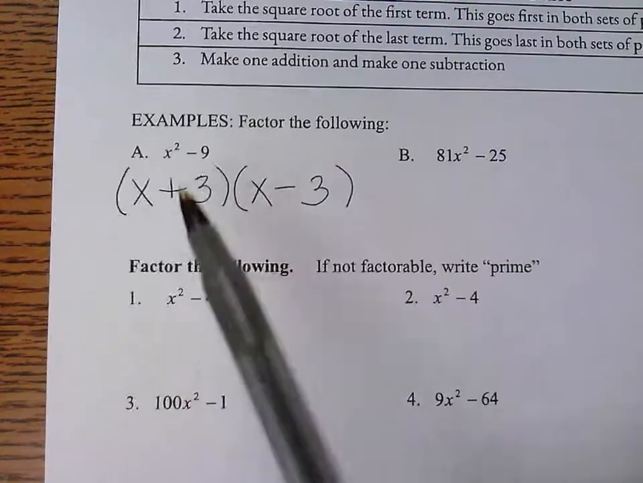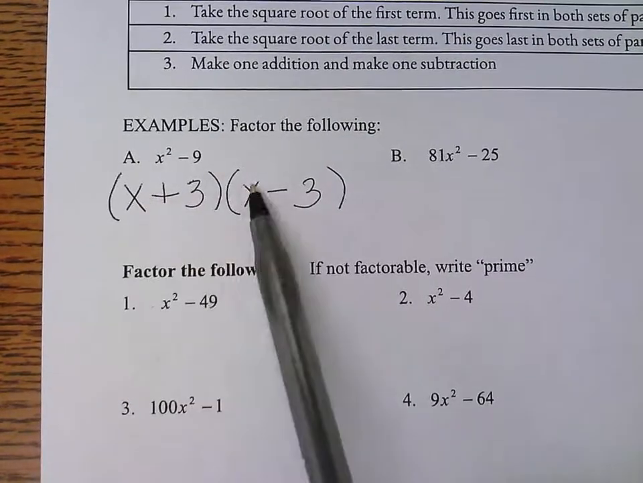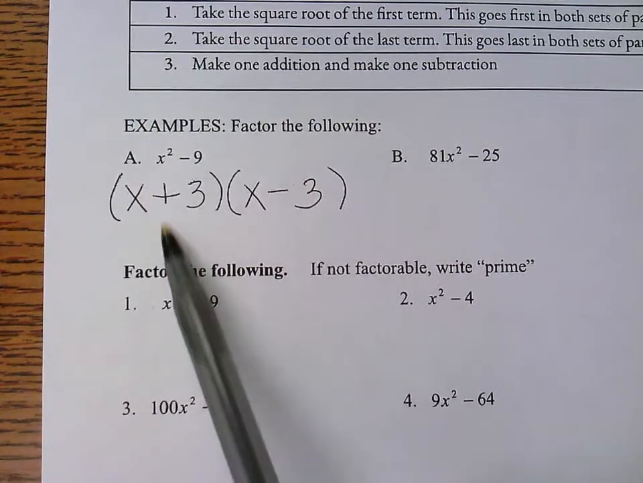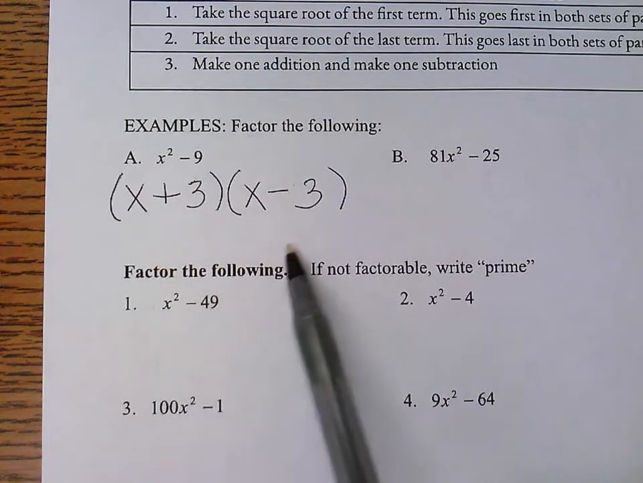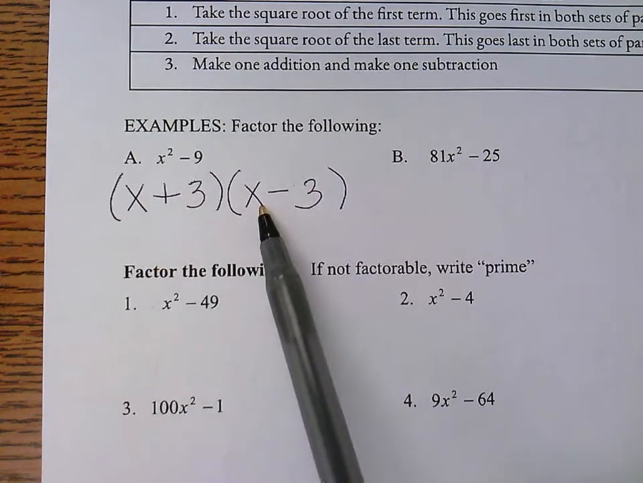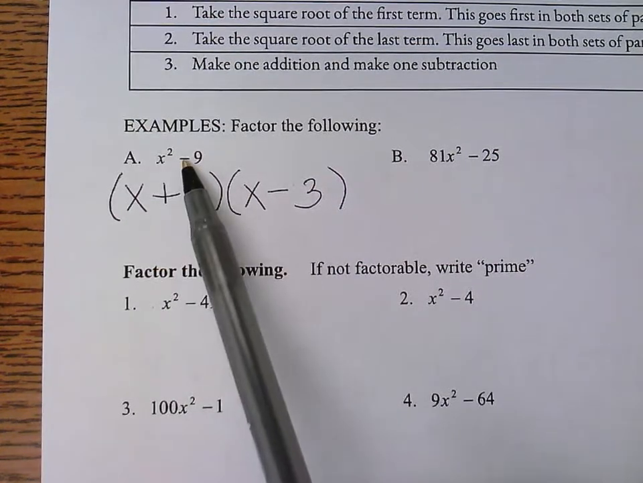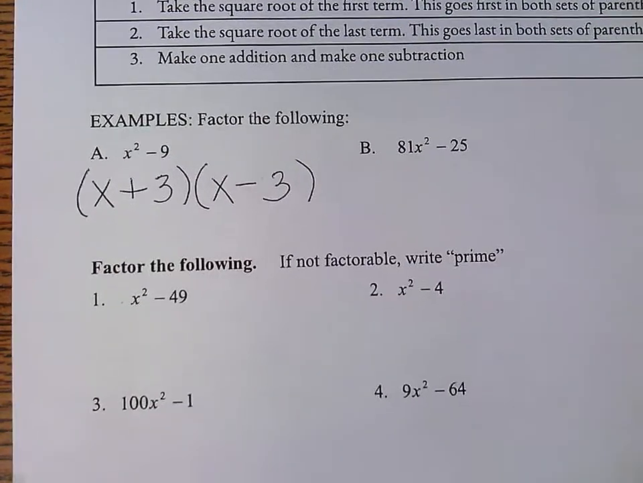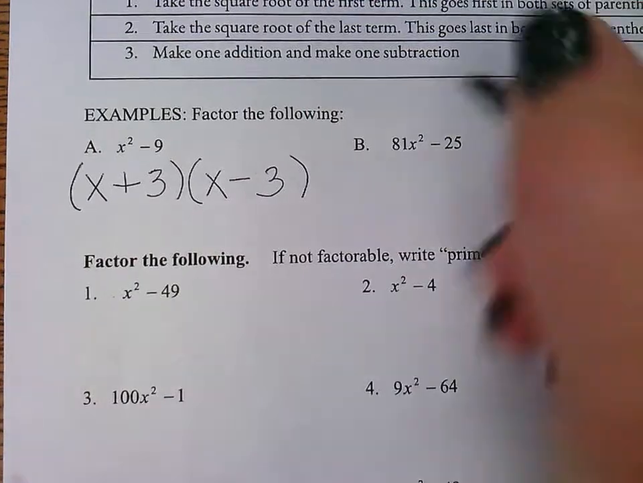So if you FOIL it back out, see how x times x is x squared? What happens when you do your outer plus your inner? You have negative 3x and you have positive 3x, which adds up to 0x in your original problem. And then 3 times negative 3 is negative 9. So how would you factor part B?